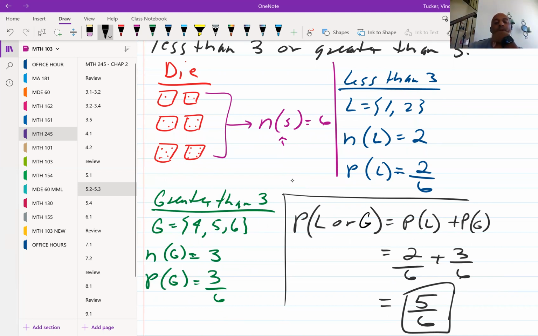So then from there, once you have the probability of both of those events, you can go ahead and add them together. You have the probability of having a number less than 3, probability of having a number greater than 3. That's 2 over 6 plus 3 over 6. And that'll be 5 over 6 as your probability.